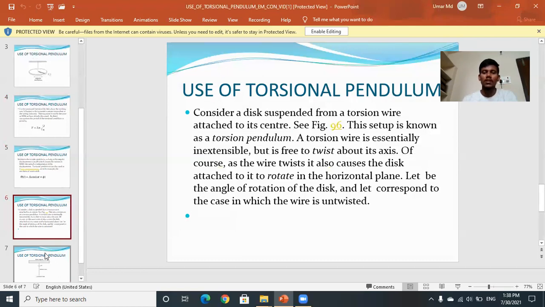Consider a disc suspended from a torsional wire attached to its center. This setup is known as a torsional pendulum. A torsion wire is essentially inextensible but is free to twist about its axis. As the wire twists, it also causes the disc attached to it to rotate in the horizontal plane. Let θ be the angle of rotation of the disc and let θ = 0 correspond to the case in which the wire is untwisted.